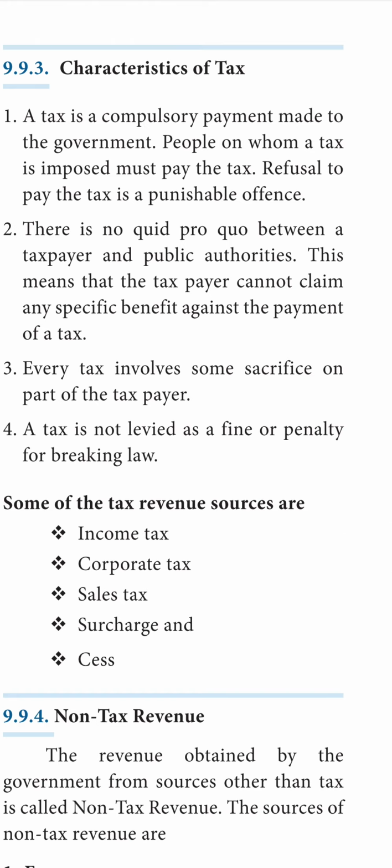A tax is a compulsory payment made to the government. People on whom a tax is imposed must pay the tax. Not everyone will have the tax imposed; only those who are earning more should pay. They have given some limitations per year. Before, the limit was 2 lakhs, but now they have given up to 5 lakhs. That means if you are earning above 5 lakhs, you should pay the income tax.